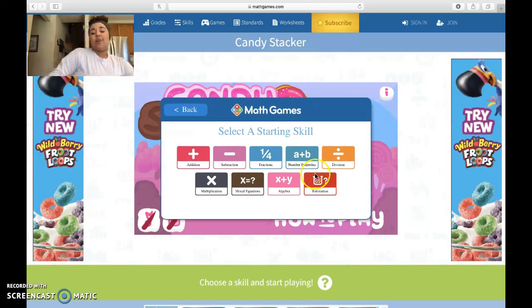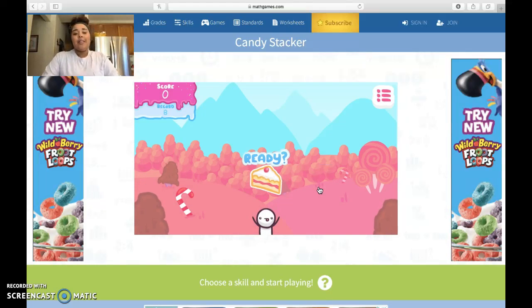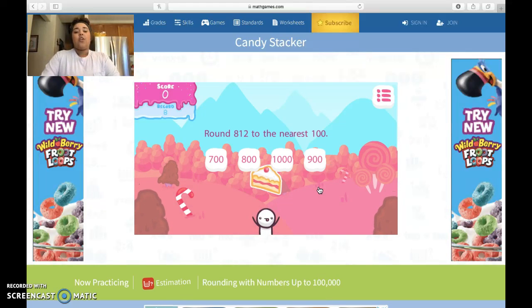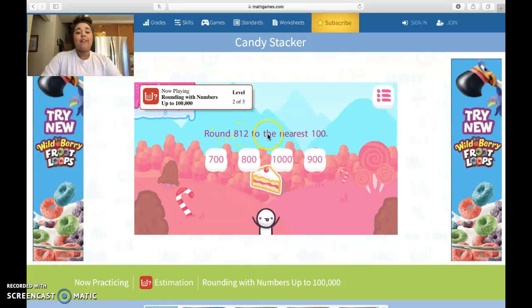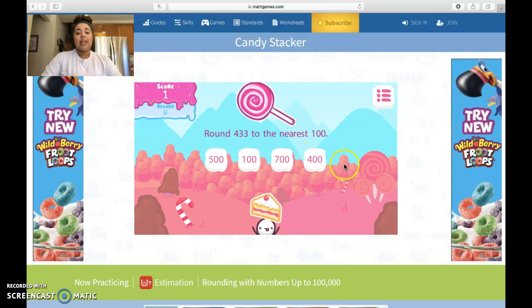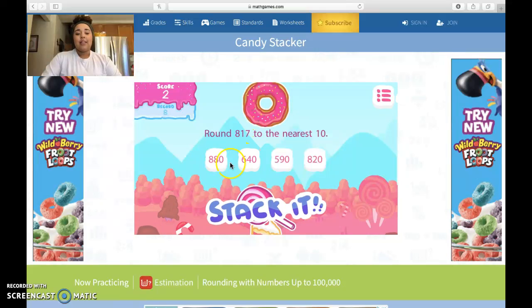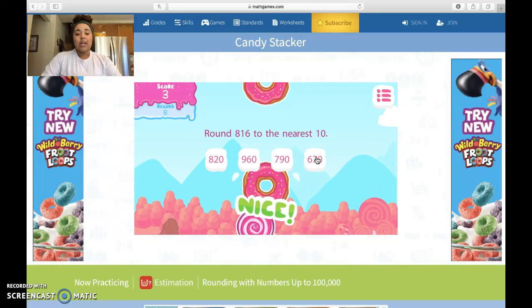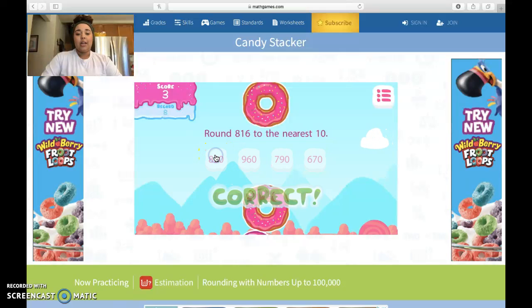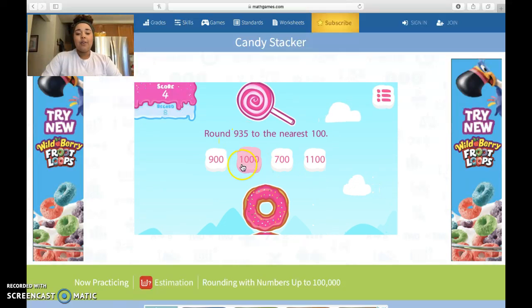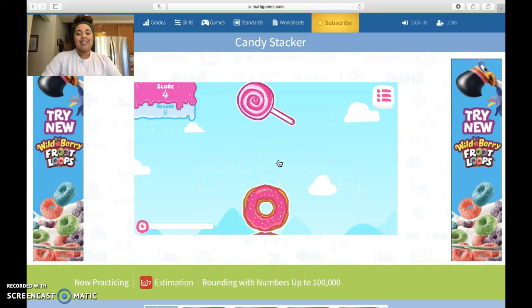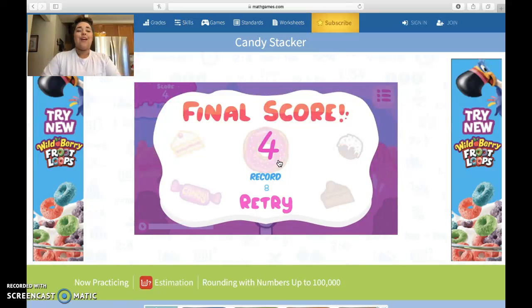So we're going to click third and we're going to do estimation because that is one of the things that we're learning in class right now, right? So it says round 812 to the nearest 100. So I know that that's 800. This would be 400, this would be 820, this would be 820, and then 935 would be, just kidding, and then I got it wrong. So if you get it wrong, your whole tower falls and the game is over. So you guys got the point on that one.